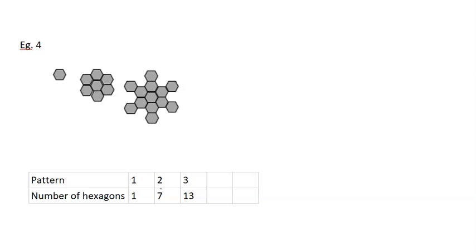So from this, again, we can have a look going across the number of hexagons. Is there a term-to-term rule there for us to find? That's +6, and that's +6. So we know that if we were to find the fourth pattern and the fifth pattern, the term to term rule is +6 every single time.